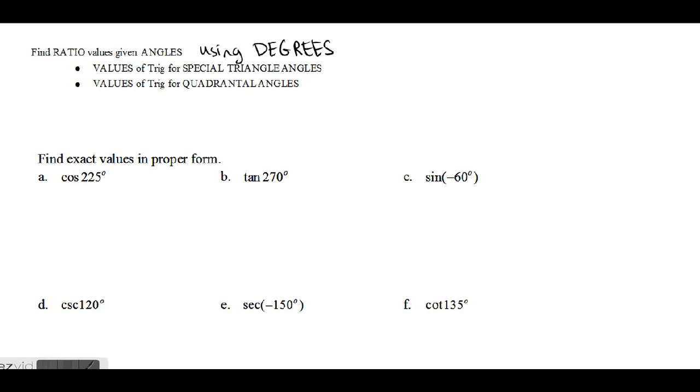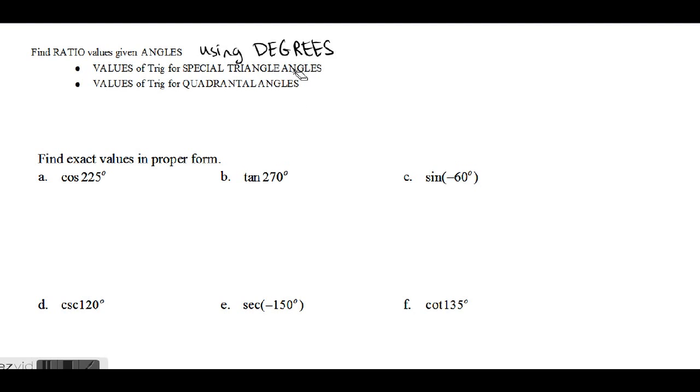Welcome to a video on how to find trig ratios given angles. So this video will concentrate on how to do this with degrees, and the values of trig that we'll be finding are the special triangle angles and quadrantal angles as well. So you're going to learn how to basically find trig values without using the calculator at all.